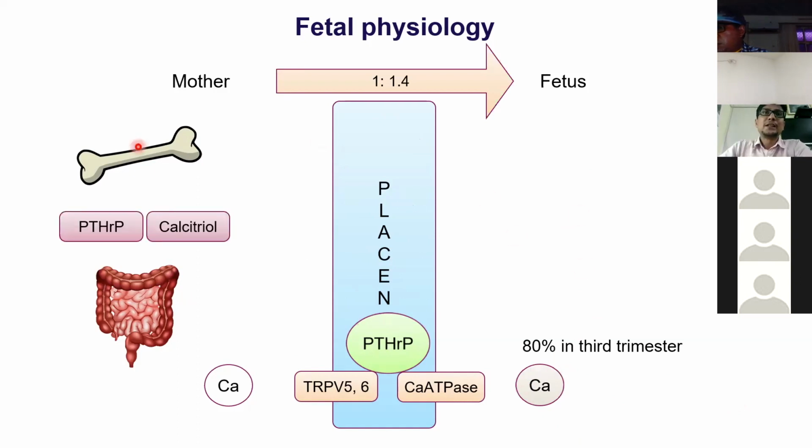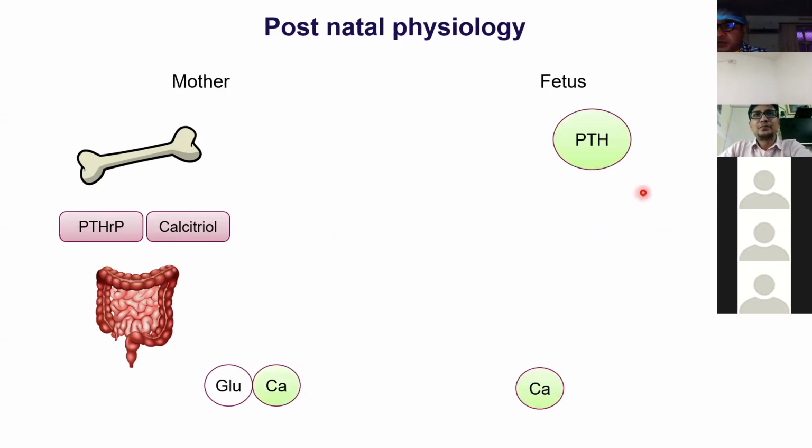In the mother, the calcium level is maintained by parathyroid hormone related peptide along with calcitriol, and in the fetus the PTH axis is well established. So any change that happens in one will affect the other. If the mother has hypocalcemia, this will affect the fetus also.